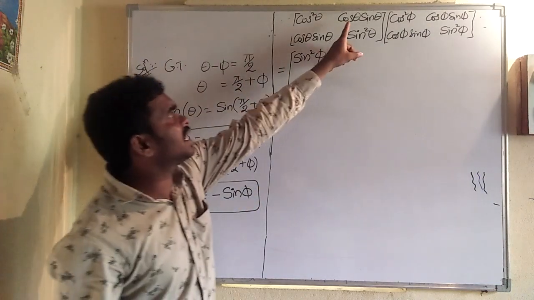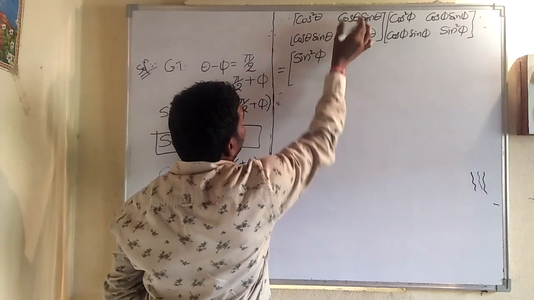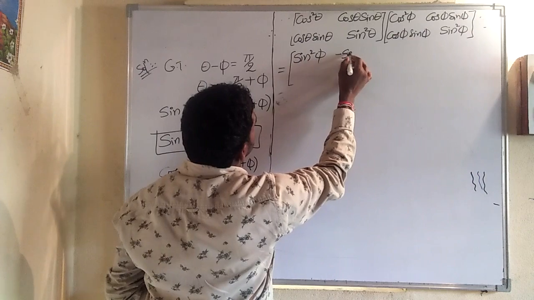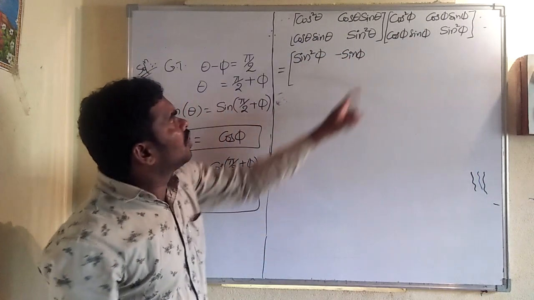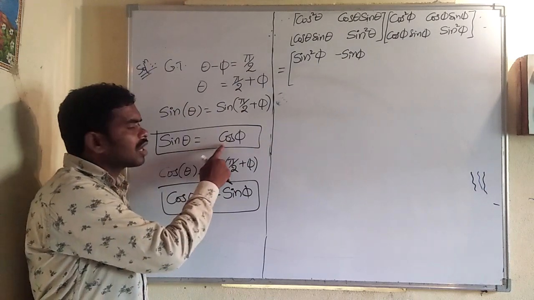Next, what is here? Cos theta. Cos theta means minus sin phi, so instead of cos theta, I am writing minus sin phi. Next, what is sin theta? Here, sin theta means cos phi.